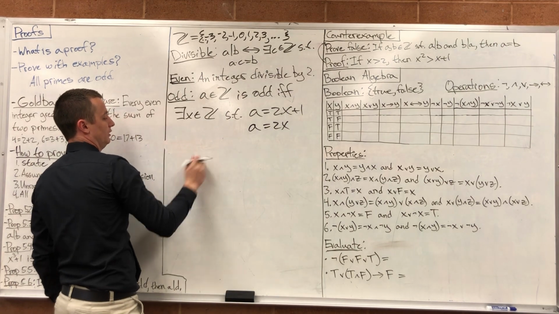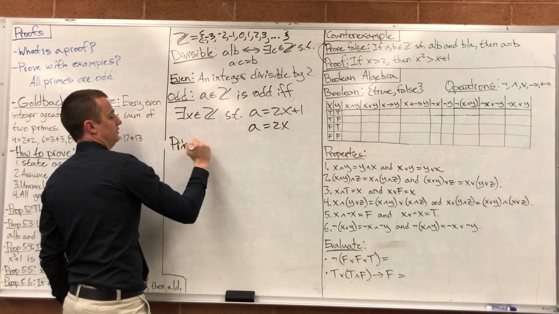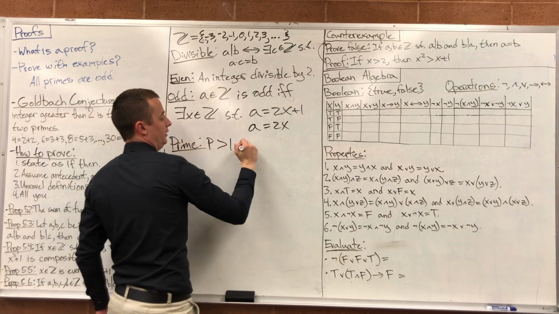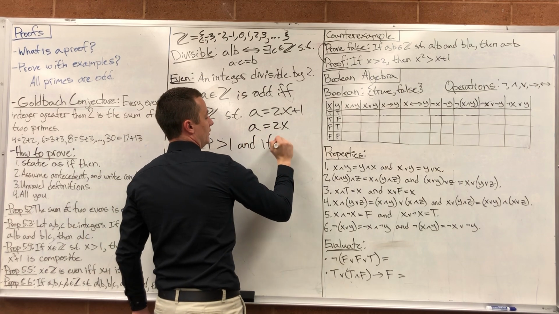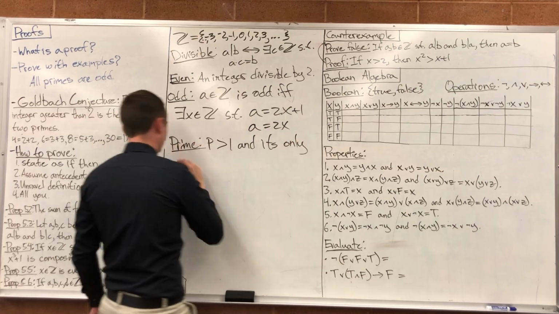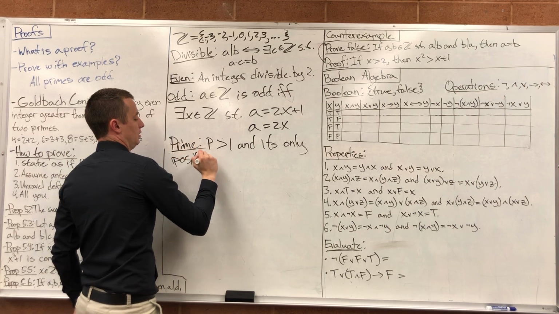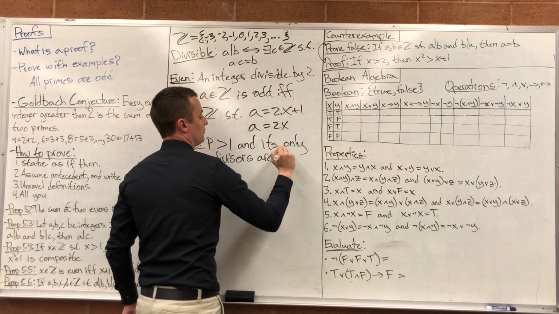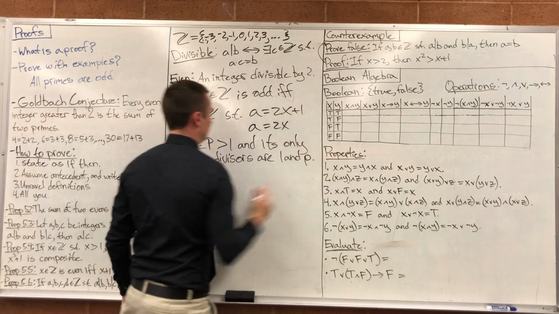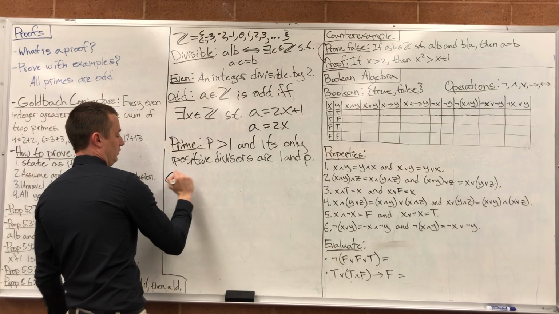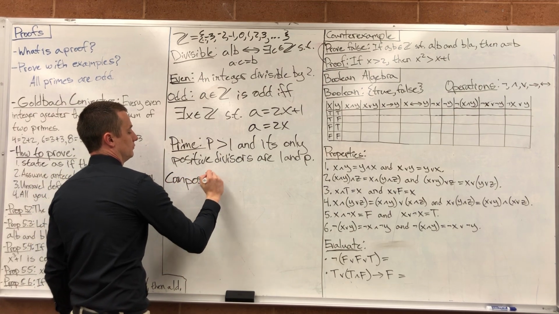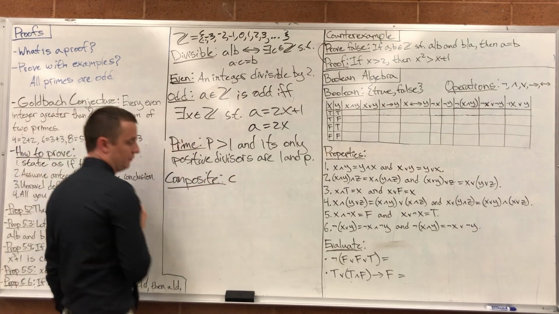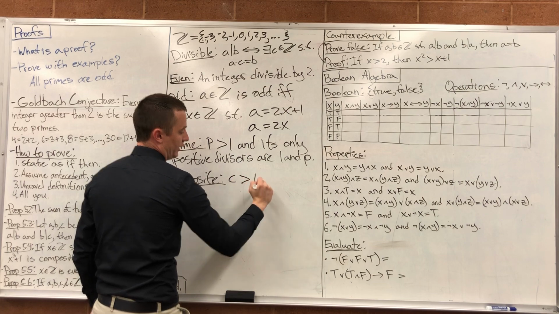Maybe we should just put prime up here again, just to make sure we all understand. Prime. That means P is prime if it's greater than 1 and its only positive divisors are 1 and P. That's what it means to be prime. So now composite, what does it mean to be composite? We'll call the number C for composite. How do I know when C is composite? C has to be greater than 1, right?